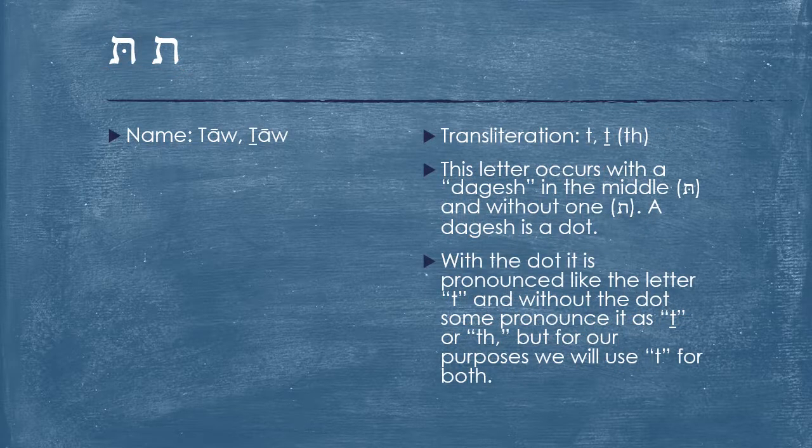And we're here at the last letter of the Hebrew alphabet. You have the Tav. The Tav with a dagesh makes the T sound, and the Tav without the dagesh, some would say that it makes a soft TH sound, but we don't necessarily need to make any distinction here. We will just say it makes a T sound.